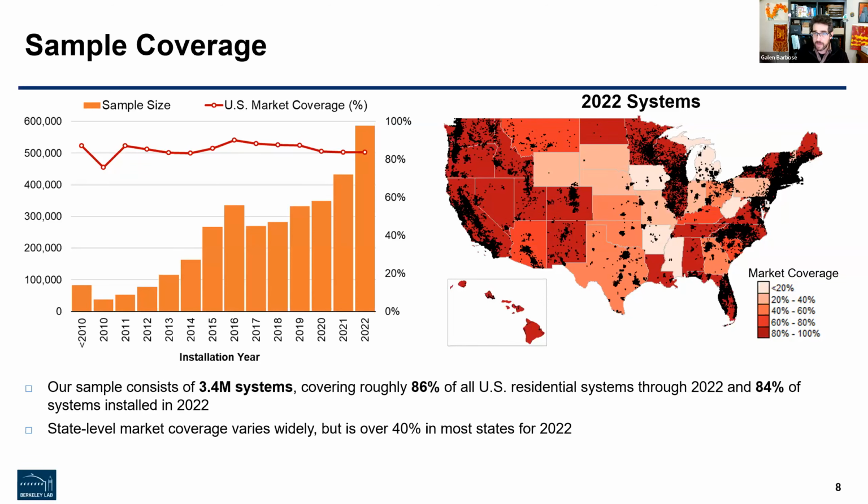And then the map on the right-hand side just shows our coverage geographically, just for systems installed last year. And you can see the coverage level varies state by state. For many of the larger markets, we've got pretty solid coverage, 80% or more, though you can see there are states mostly in the middle of the country where our coverage ratios are lower. In most states, though, we've got at least 40%.